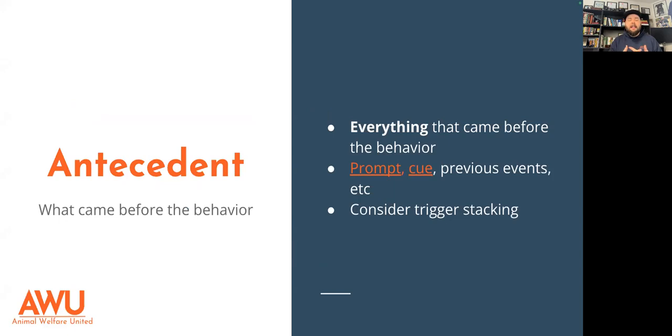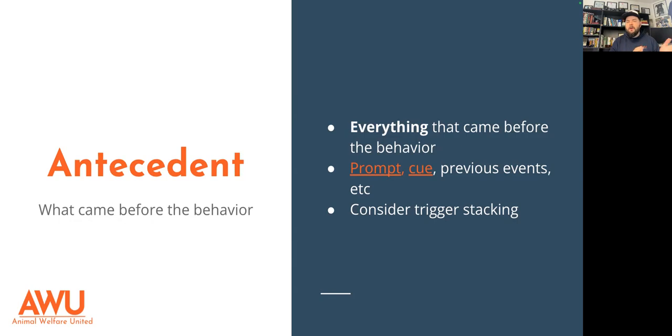So let's break this down. We've got antecedents that came before the behavior. It is everything that comes before the behavior. When we are mapping out our sequence here, we usually want to identify the immediate antecedents, so what came before the behavior right before it happened. Those tend to be our prompt and cue.